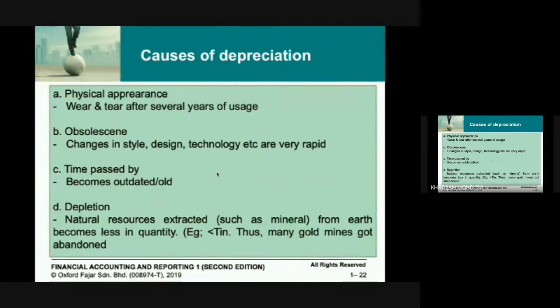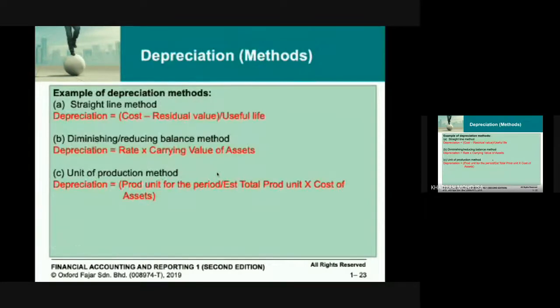Natural resources, for example, minerals from the earth, or oil under the sea. As long as you keep on extracting the natural resources, there is a limited number of resources there. So of course the amount of the resources depletes. That's why you have to provide a cost depreciation for that.